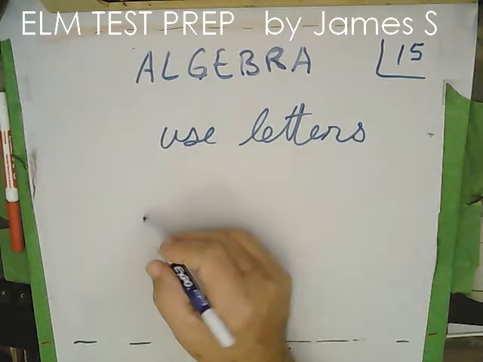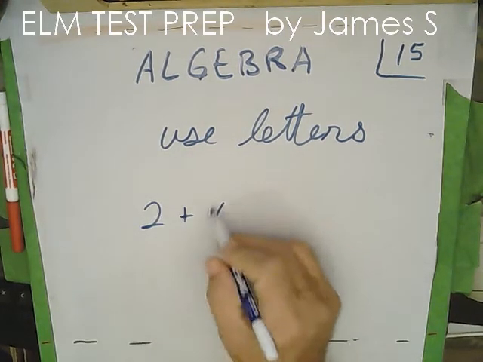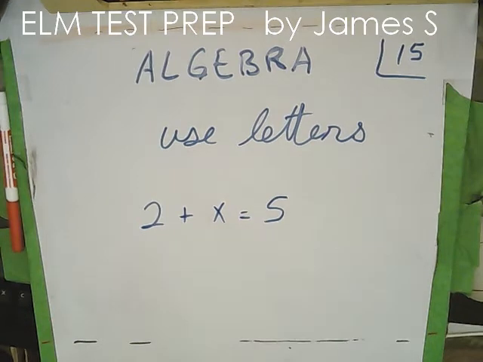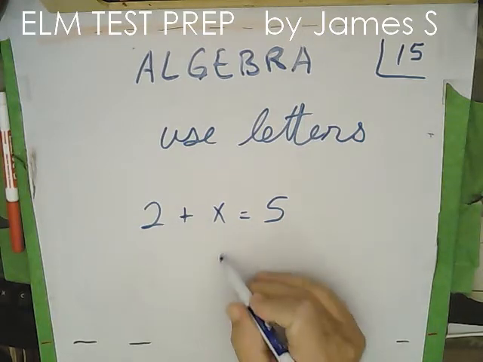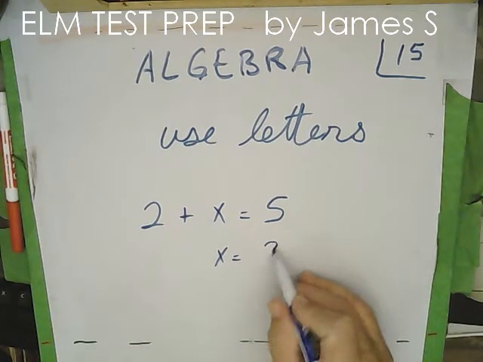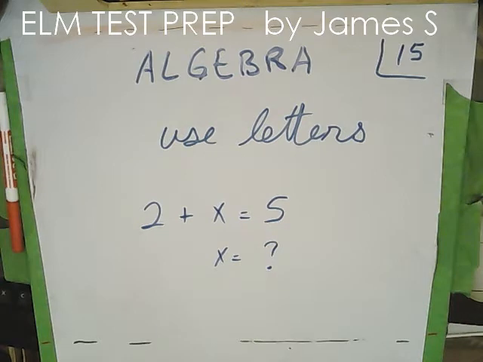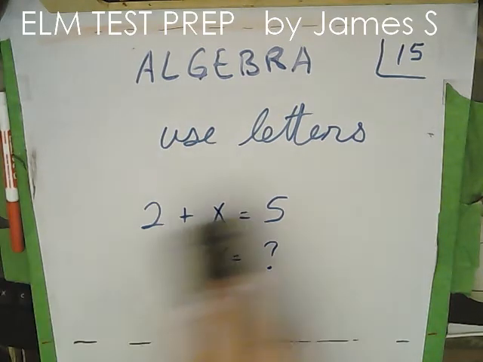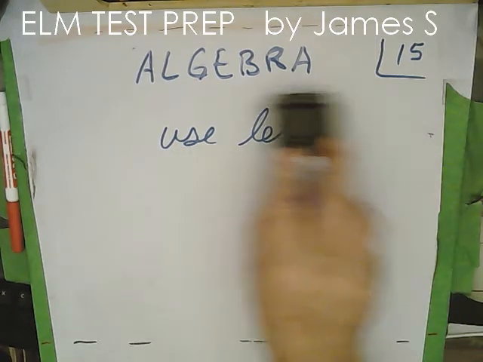Alright, so we might say 2 plus x equals 5. Well, all we've done is changed our what statement to a letter here, and we're asking ourselves, if this is true, then what does x equal? Well, of course, we know that x equals 3 because 2 plus 3 is 5. And there's no real mystery in that kind of statement.